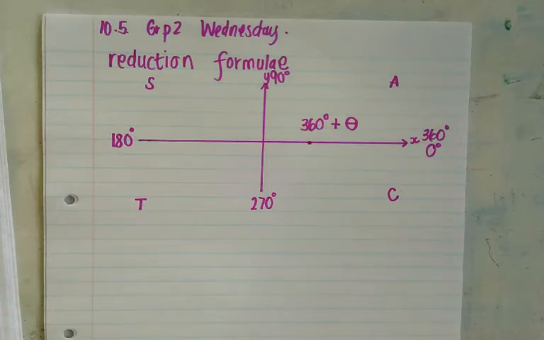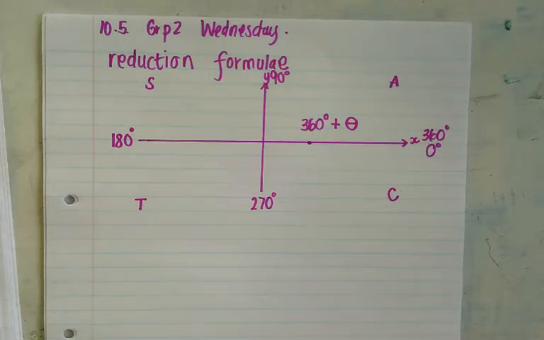So this would be 540, yes, sorry. And then double 360 would be 720. Okay, so we would have 360 to get to 540. Can you see how it would be the same y value as 180? Because it repeated itself. So now the same thing occurs when we have different reductions.